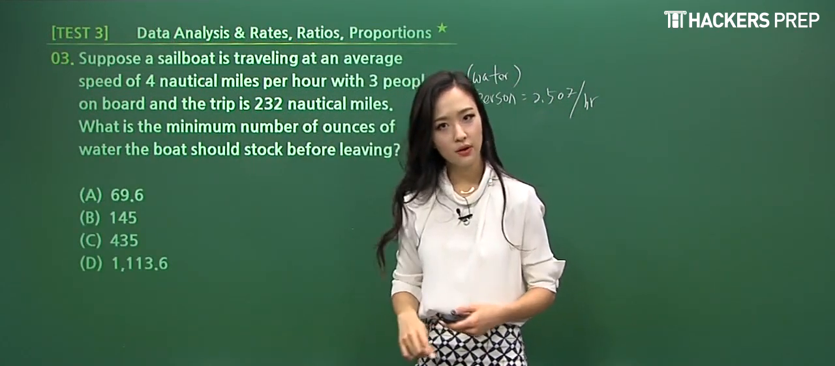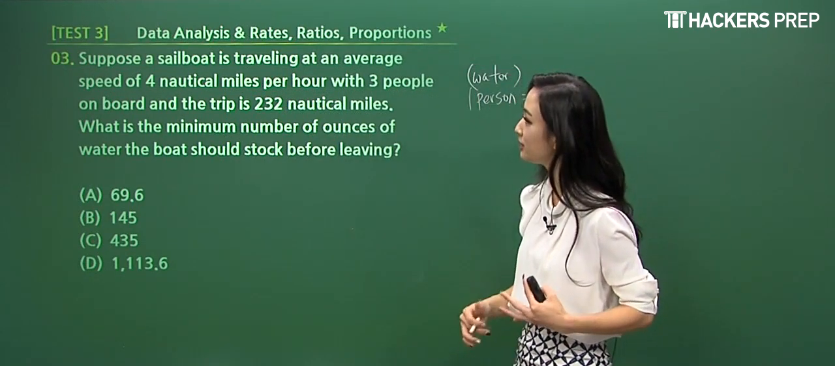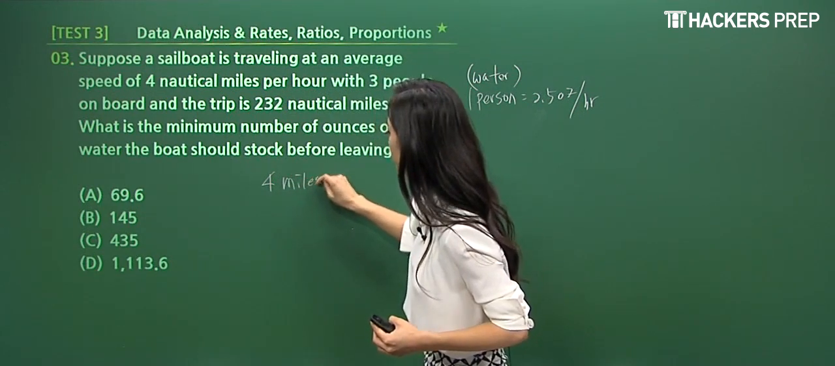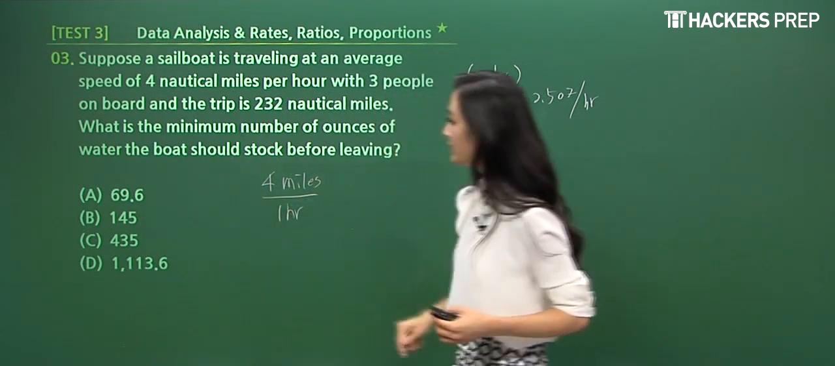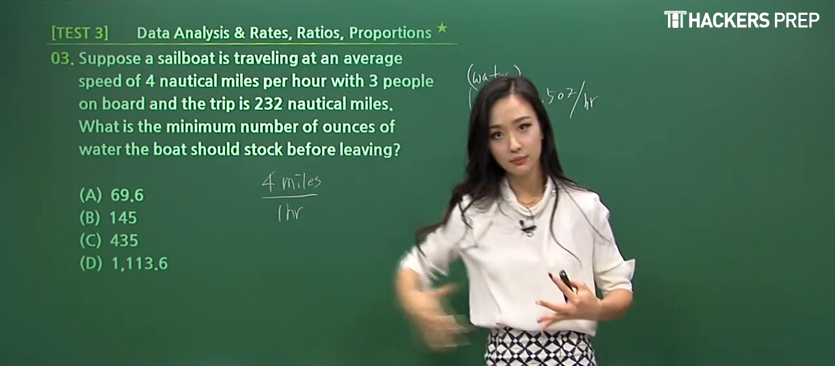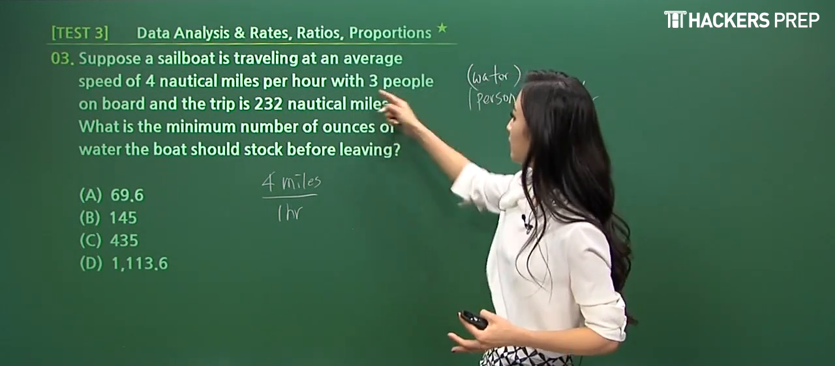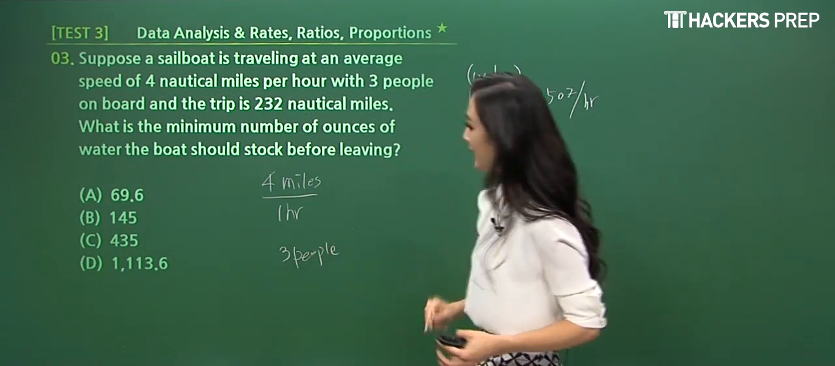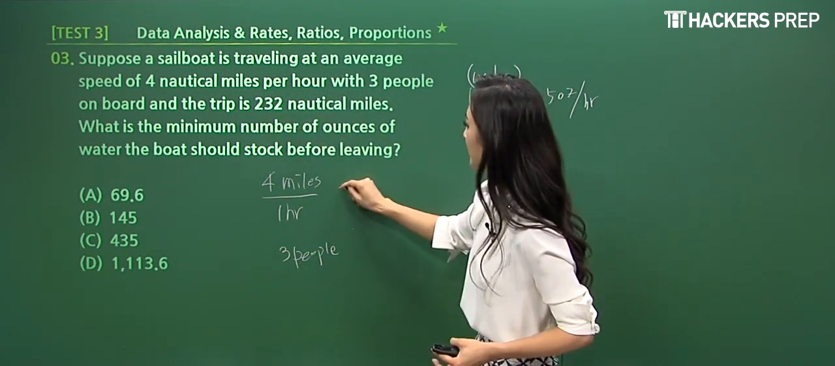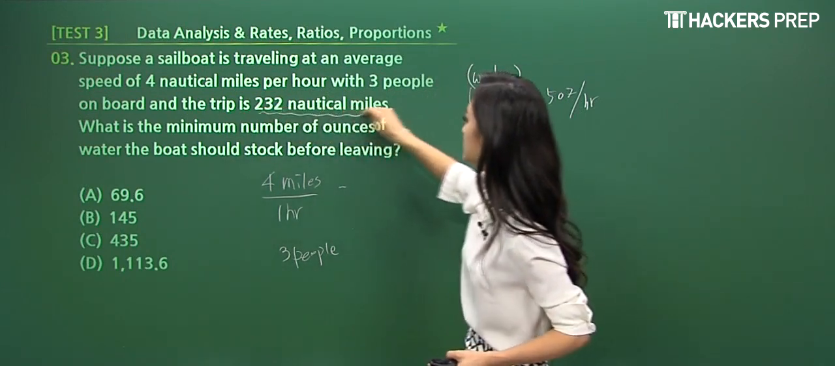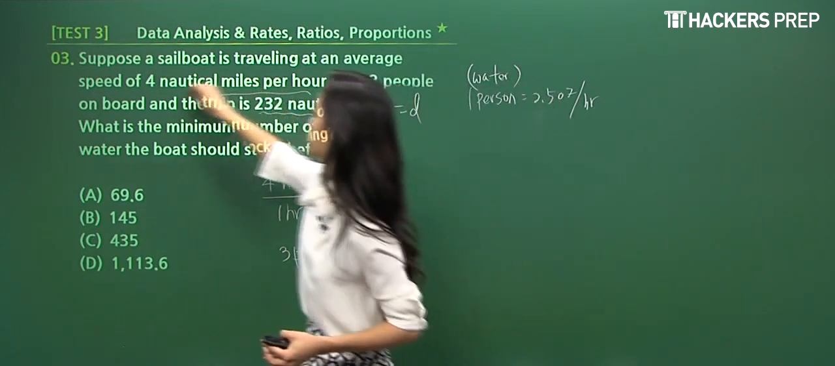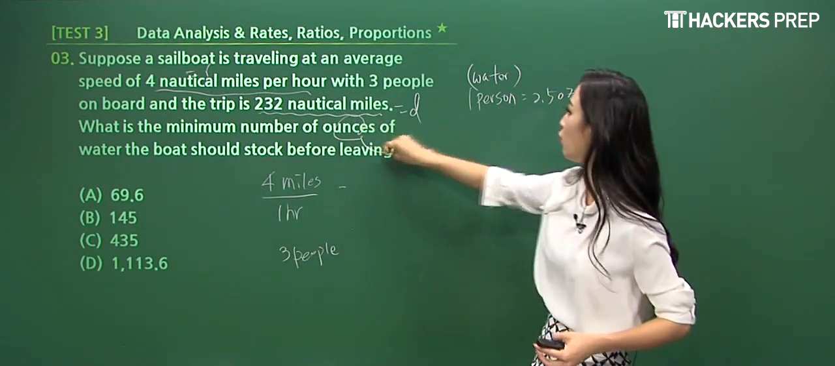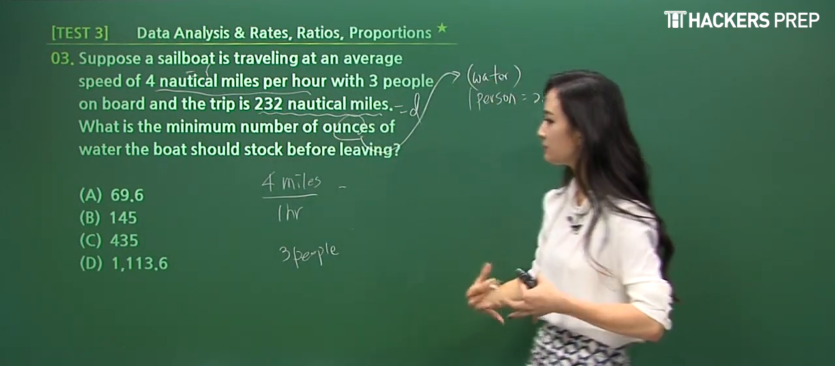And the specific question: suppose that a sailboat is traveling at an average speed of 4 nautical miles, let's just write miles, per hour. So this is the rate expression for the sailboat that we're involving. They can move how much? 4 miles in 1 hour. With 3 people on board, let's just write this down. And the trip is 232 nautical miles. This is the actual distance, and let's just refer to this part as my rate expression. What is the minimum number of ounces of water that we should actually stock before leaving?